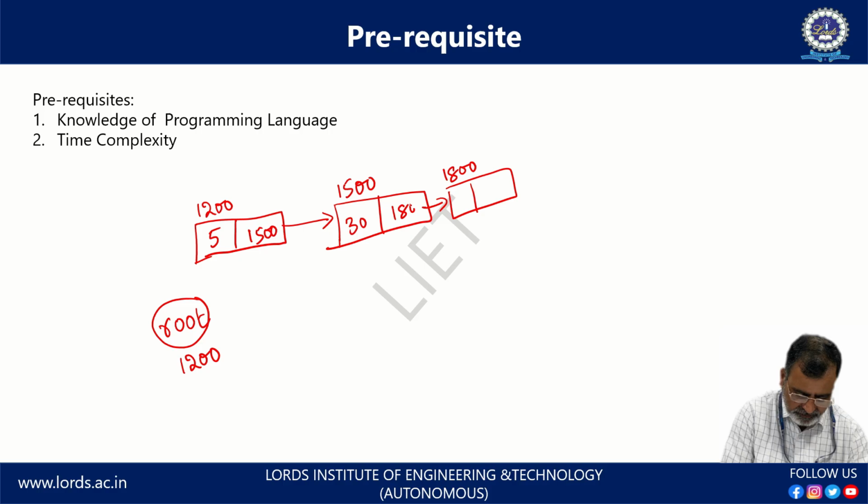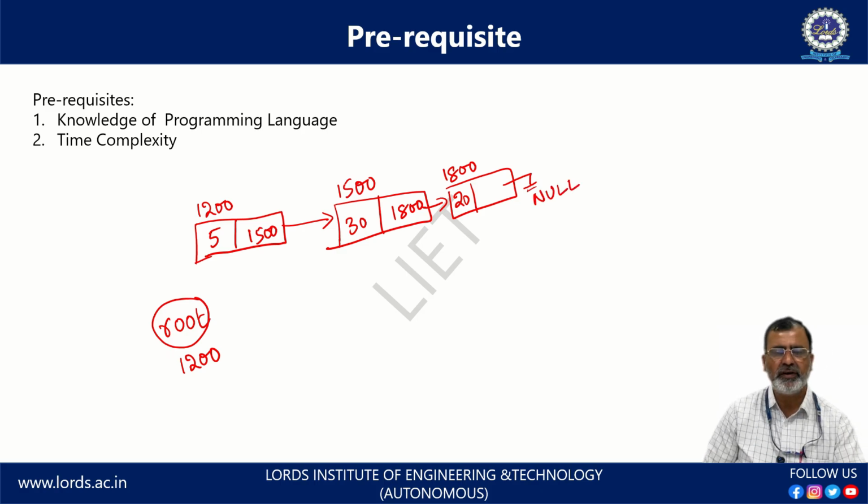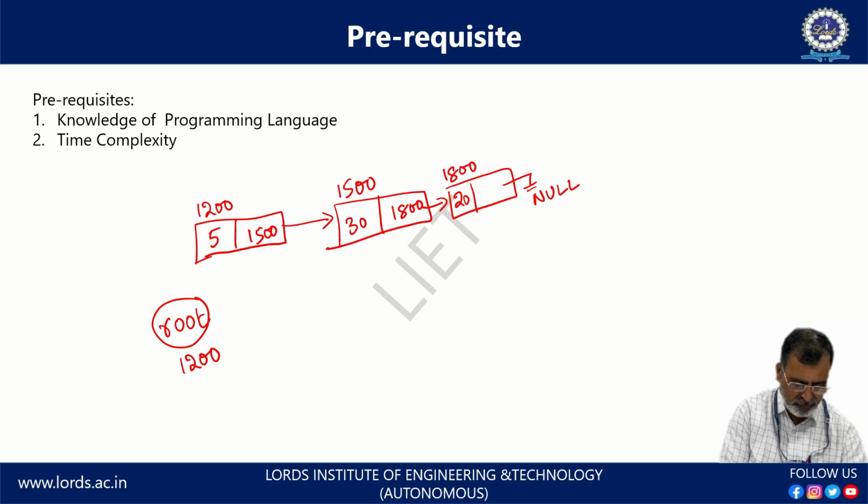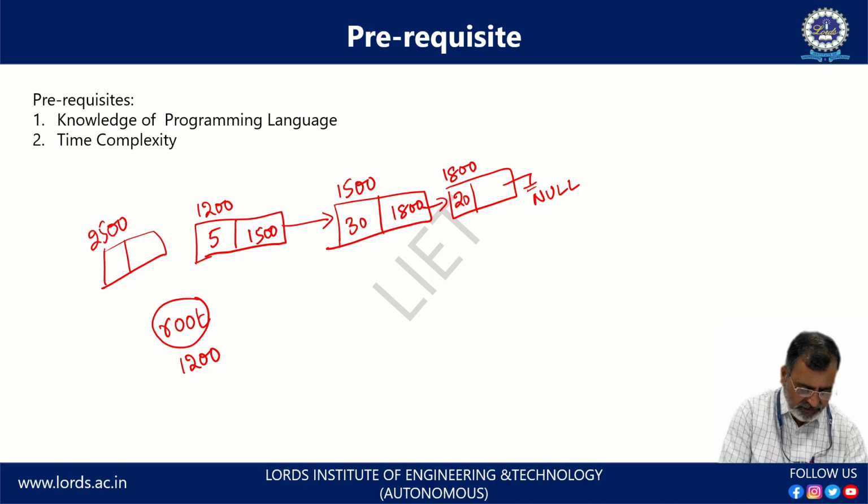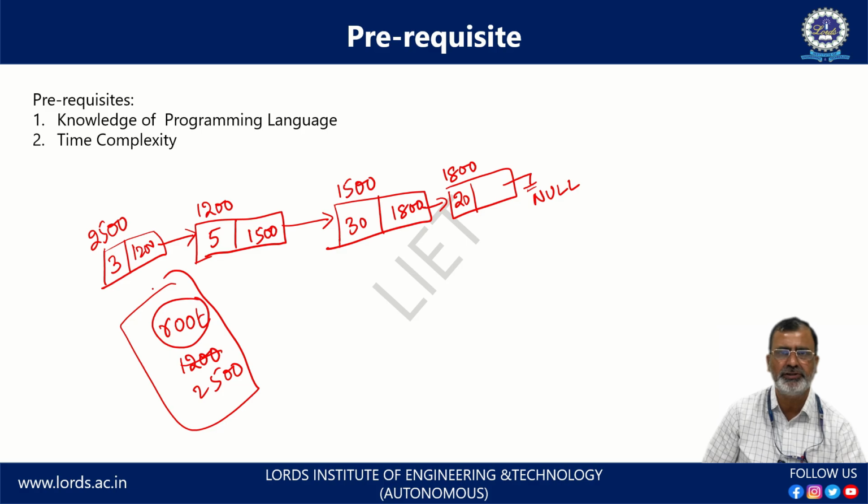At 1800 I store somewhere about, say, 20, and right now I do not have any other node. If I have it like this, after some time maybe I want to insert before 5. Before 5, if I have to insert, I have to create something. Maybe it has created an address called 2500, and this 1200 I have to store here, and this 2500 has to be stored here, and whatever the element is here, maybe 3. So here what is happening is root is getting changed.